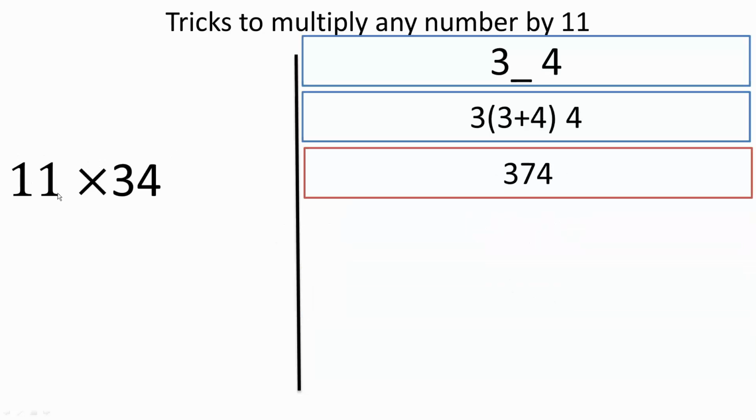Another one. 11 times 34. You keep the 3, you keep the 4, and you'll have another middle term. This is 2 numbers. You need to have 3 numbers. So you do 3 plus 4 is 7. That's it. 374. 11 times 34 is 374. And that pretty much covers the trick to multiply any number by 11 and determine its resulting value.